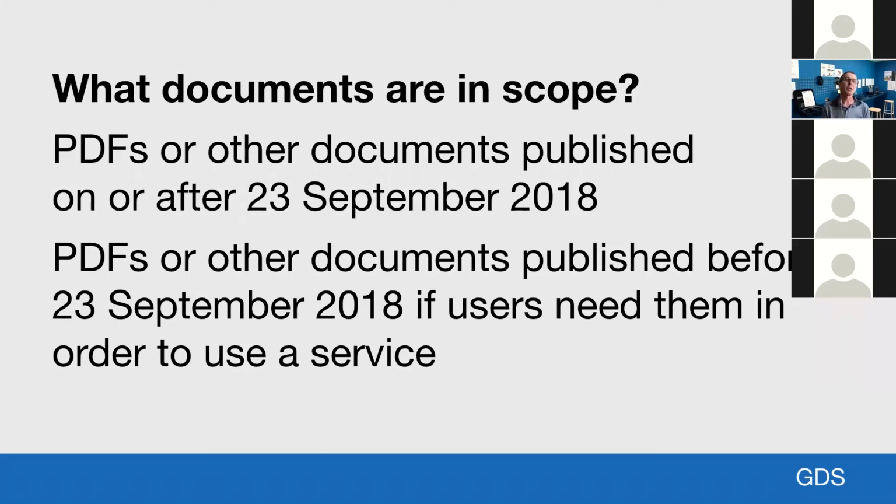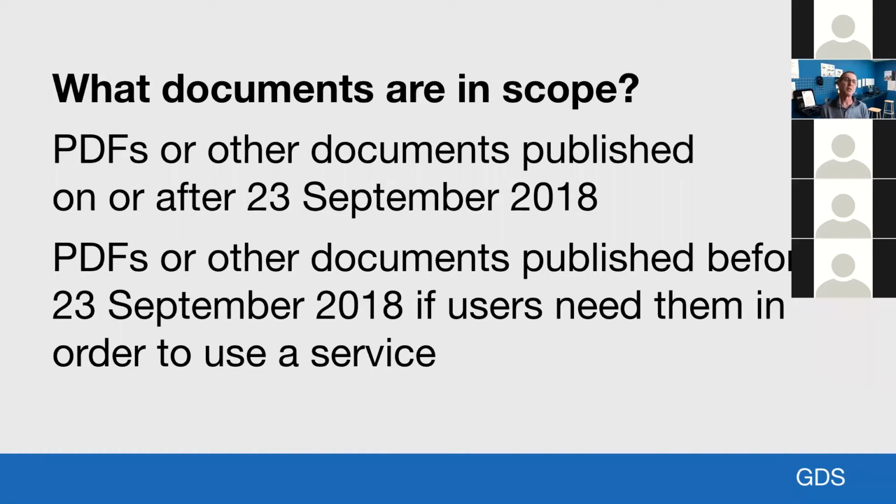PDFs or other documents, which could be Word documents, open documents, any of those documents published on or after 23rd of September 2018 are in scope of the legislation, so need to be made accessible to the same standard. PDFs or other documents published before that date are exempt in the sense that you don't need to do anything to fix them unless users need them in order to use a service.